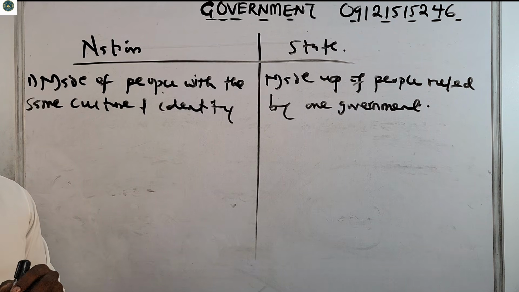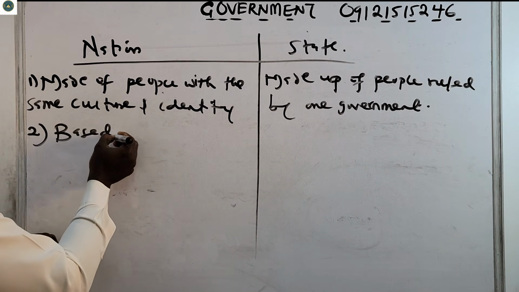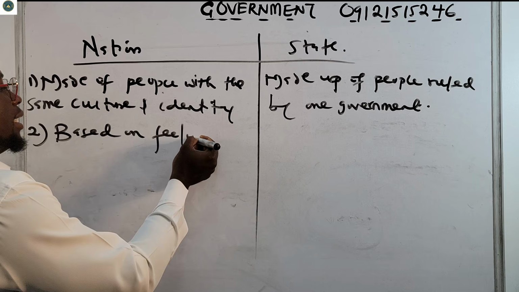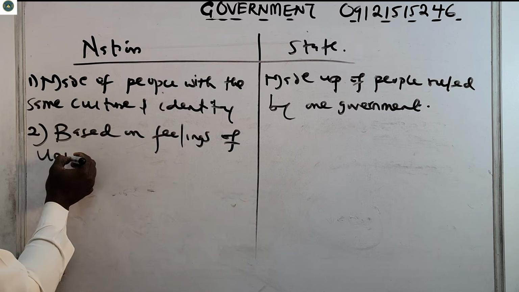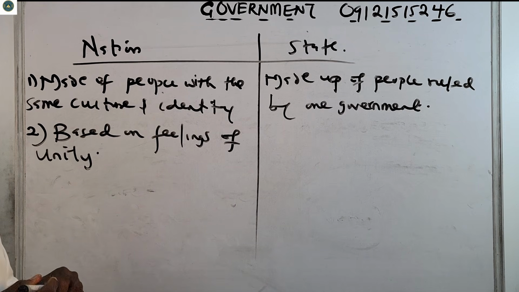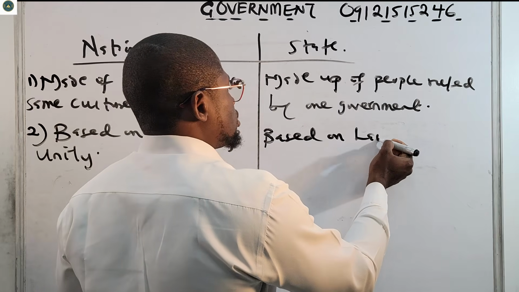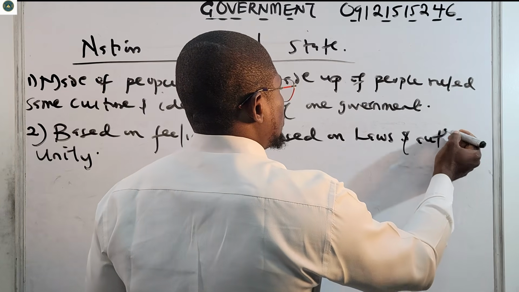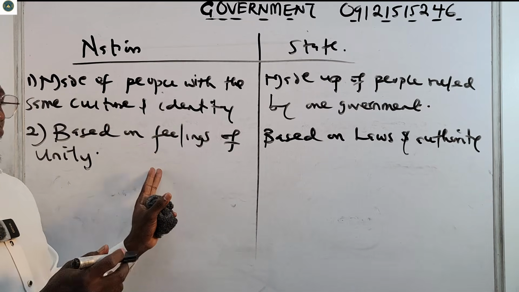A nation is based on feelings of unity. Number two, based on feelings of unity. A nation is based on feelings of unity. What is a state based on? On rules and laws. So a state is based on laws and authority. So that is that. A nation is based on feelings of unity.